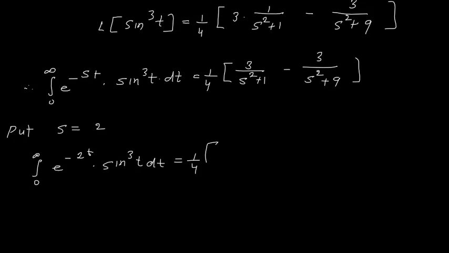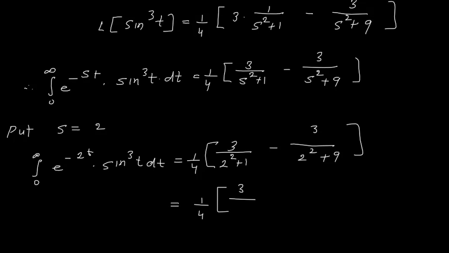Now here also in place of s I will put 2. So this will become 3 upon 2 square plus 1 minus 3 upon, in place of s I am putting 2, so this is 2 square plus 9. So this is 1 upon 4 into 3 upon 4 plus 1, which is 5. So 3 upon 5 minus 3 upon 4 plus 9, which is 13.